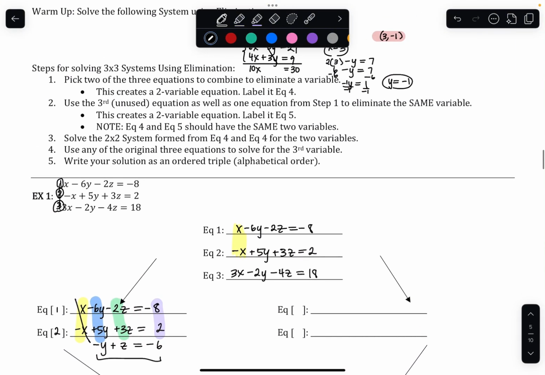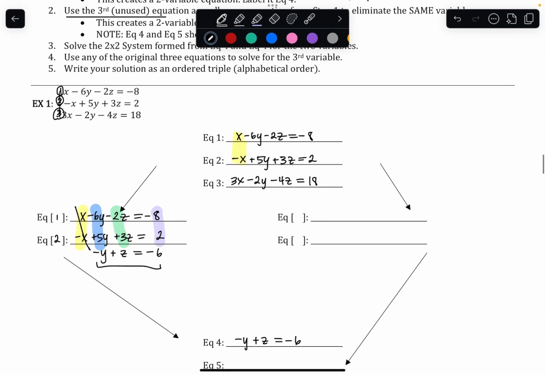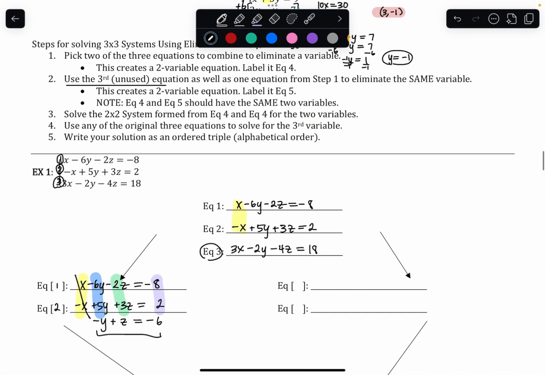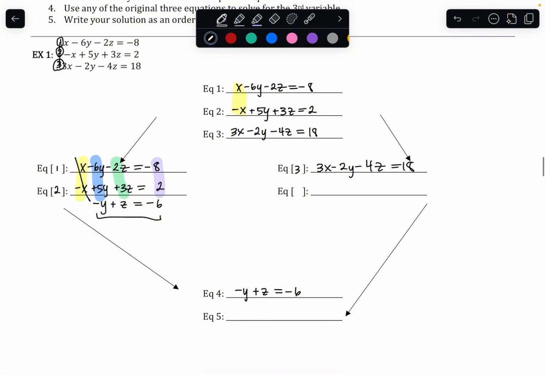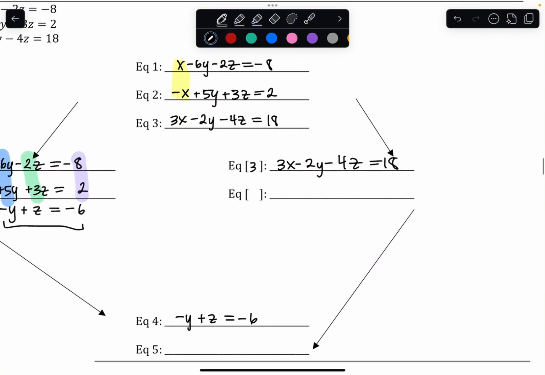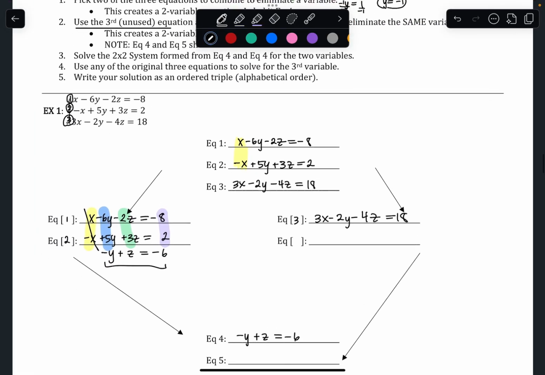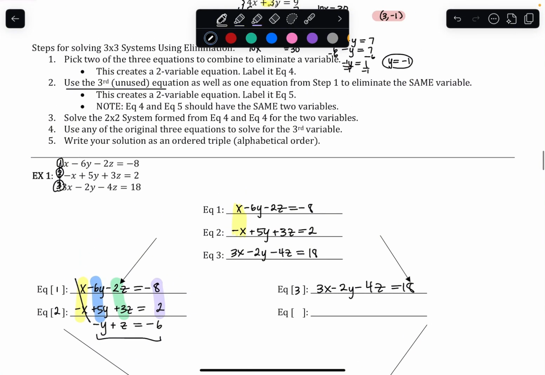Okay, and so the next step is to use the third equation that we haven't used yet. So we haven't used equation 3 yet. And we need to use one of the other equations. So I'm going to copy down equation 3 because we haven't used it yet. We've only used equations 1 and 2. And then now we can use either equation 1 or equation 2, but we still have to eliminate the same variable. Notice that is capitalized. We need to eliminate the same variable.